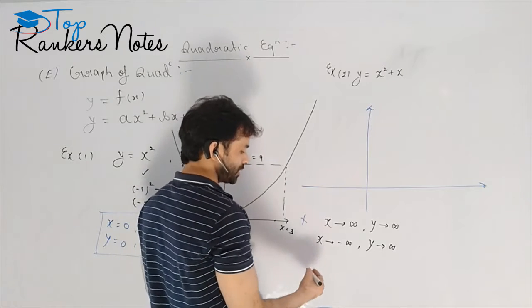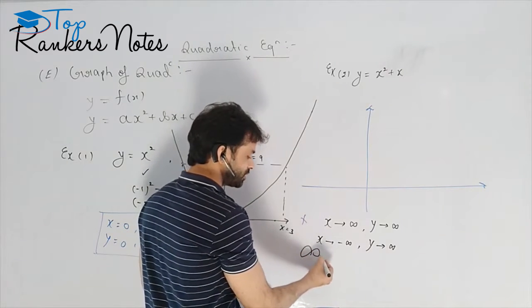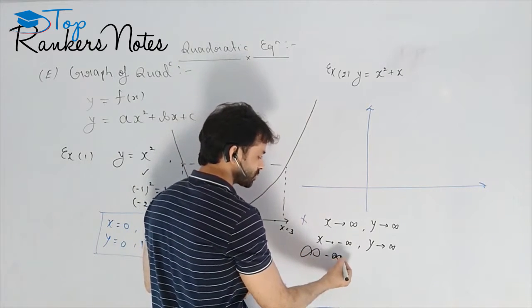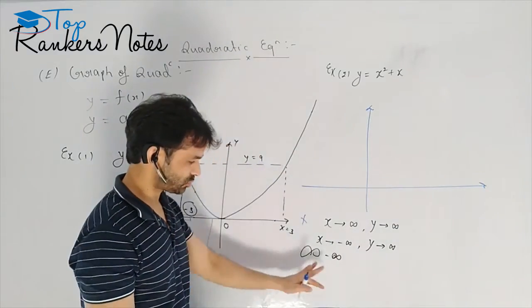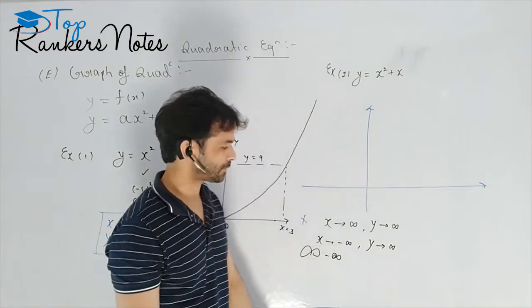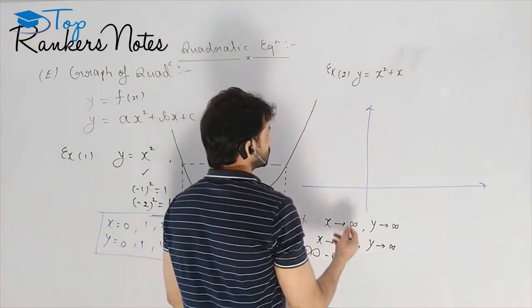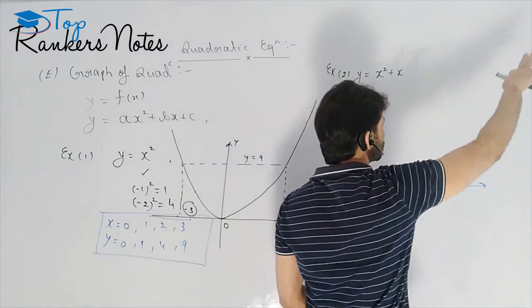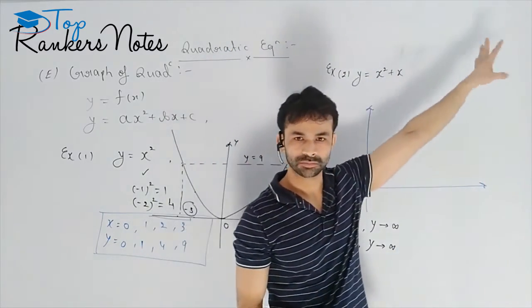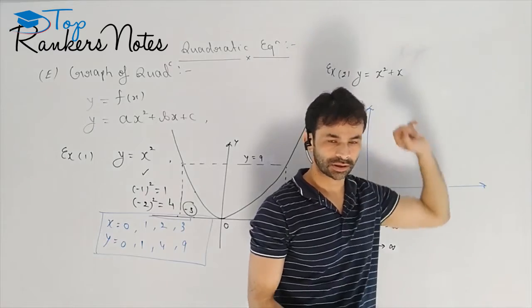You can understand it like infinity minus a smaller infinity. Just for your understanding, we don't do it like that, but I am just writing it. So here the graph will tend to, y will tend to infinity. Here the graph will tend to infinity, meaning upward, as much as you can think.